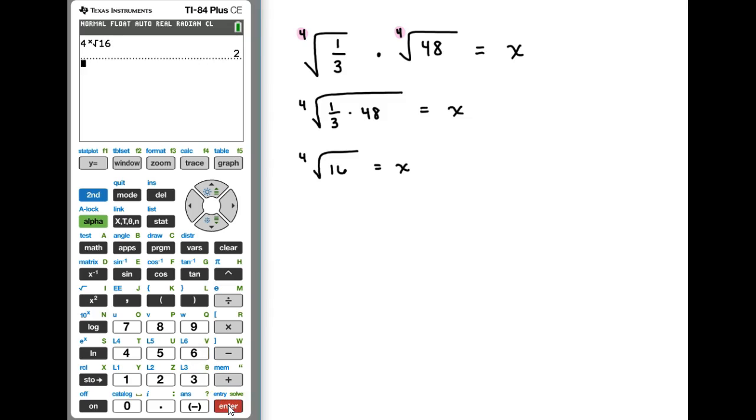So it turns out that the fourth root of 16 is a perfect root, and the fourth root of 16 is exactly 2, and that equals x. So this is one way that you can solve this. I'm going to actually show you another way that you can solve this.